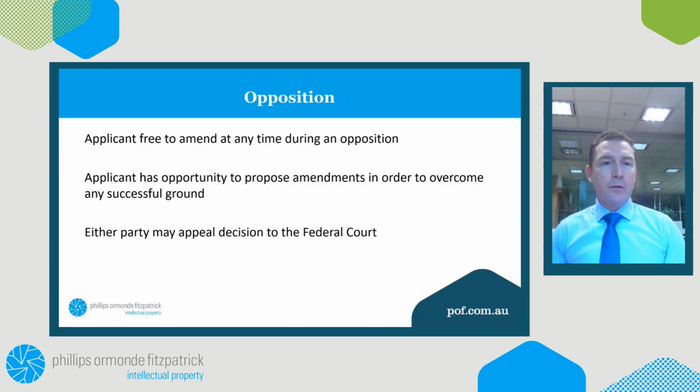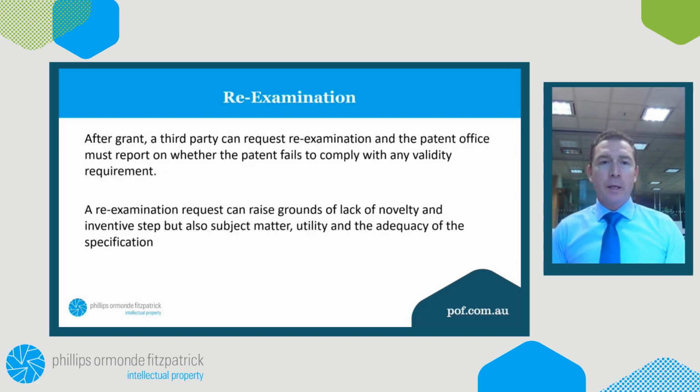There is also an opportunity for either party to an opposition to appeal the Patent Office decision to the Federal Court. And while this is described as an appeal, it is in fact a de novo hearing by the court, which will consider new evidence if filed and will make its own determination as to the opposition grounds that have been raised. The next mechanism is re-examination, which can occur once a patent has been granted.